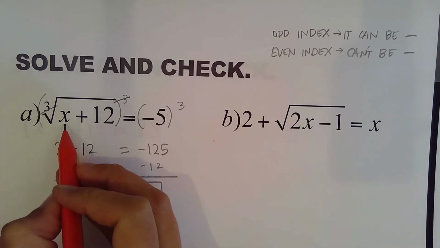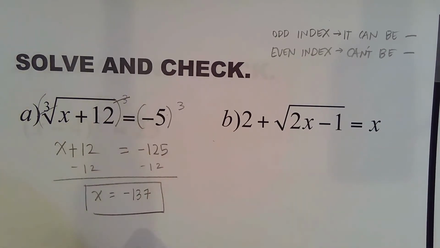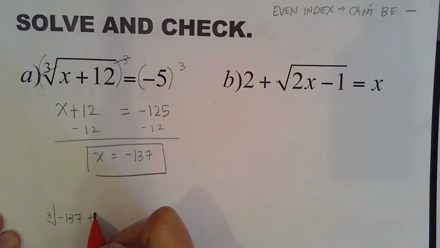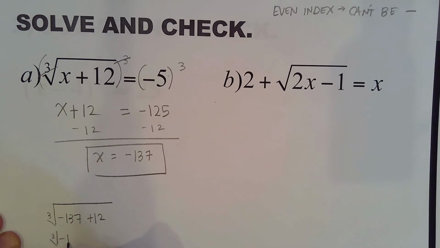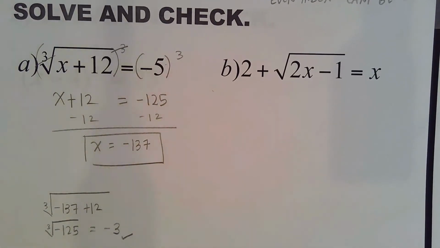Let's check it. So negative 137 plus 12 is going to be negative 125. And the cube root of negative 125 is negative 5.